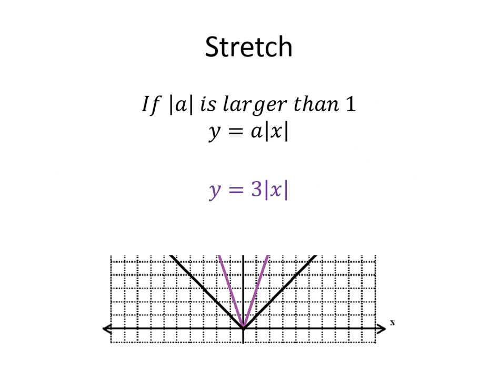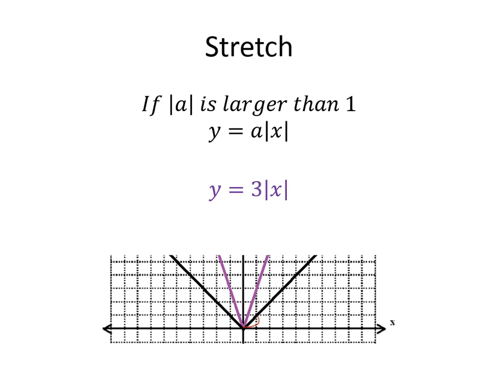Alright, now the next thing is stretching and shrinking. When we're talking about stretching and shrinking, we're talking about grabbing it from the top and the bottom. If you were to grab the top of them and stretch it out, it's going to make that V narrower. As you see here, the black V is the original, and it's got a slope of positive 1 going up.